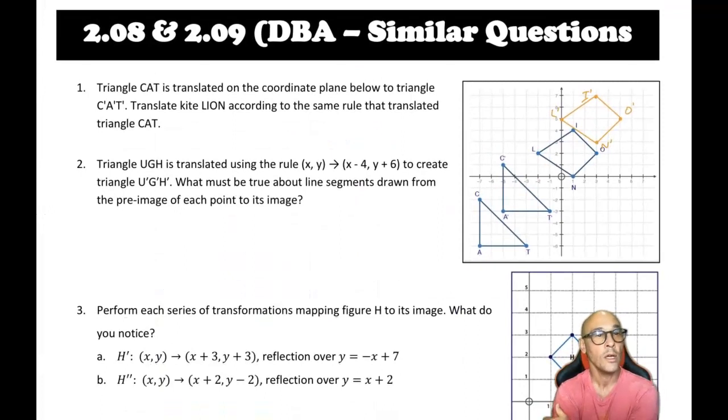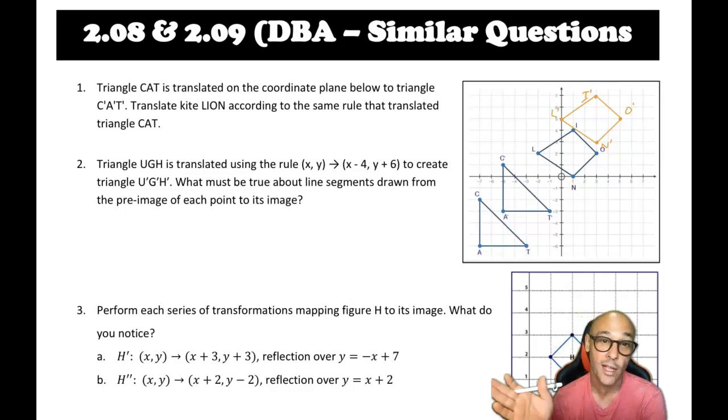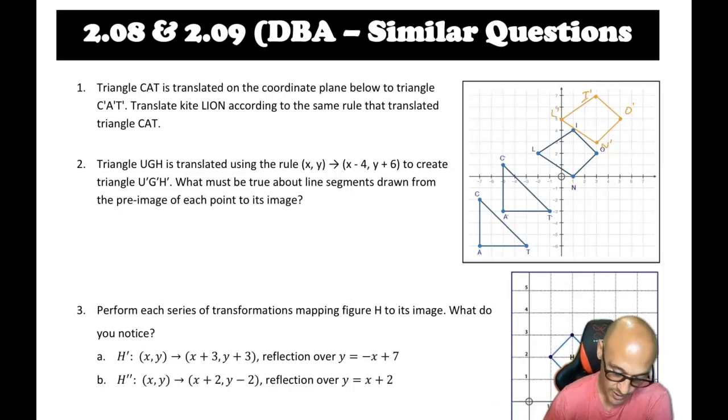All right. Triangle UGH is translated using the rule (x, y) goes to (x minus 4, y plus 6). So that means we're moving to the left 4 and up 6 to create triangle U prime, G prime, H prime. What must be true about line segments drawn from the pre-image of each point to its image? So whenever we do a translation, every translation, what we can notice is that the lines that are drawn from a point to its translated point, all the lines are going to be parallel and the same length.